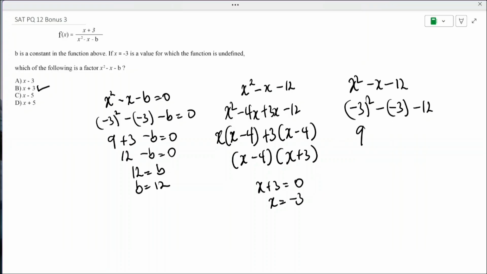Negative negative will give you positive. Positive 3 minus 12. 9 plus 3 would give you 12 minus 12. 12 minus 12 will give you 0. Now that x equals negative 3 has resulted into 0, to take the factor from this, you take the negative 3 back to the left to meet x. So we have to make a factor out of it. You have x, then negative 3 crosses the equals sign and turns to positive 3. X plus 3 is meant to be equal to 0. Then all you need is this x plus 3. X plus 3 is a factor.